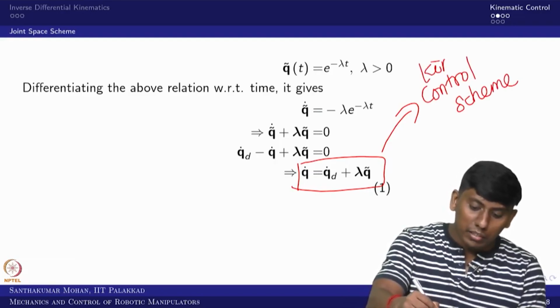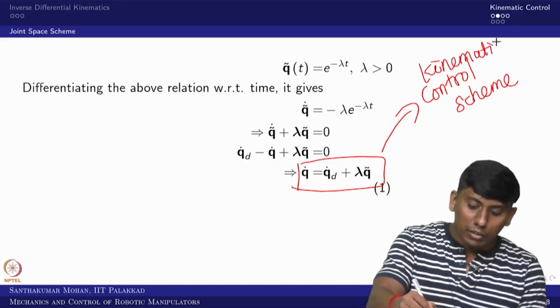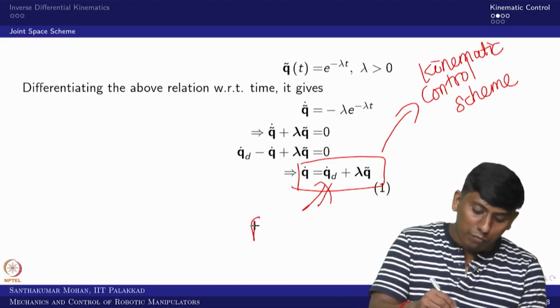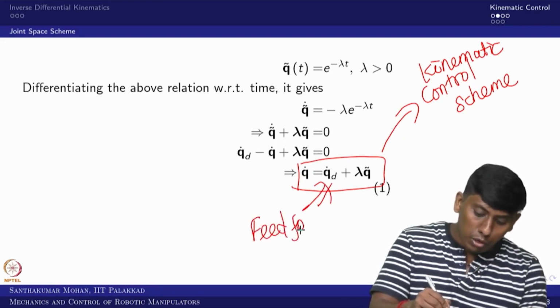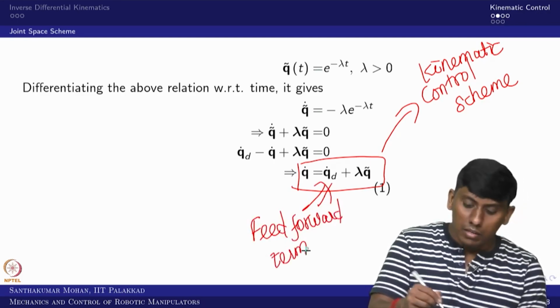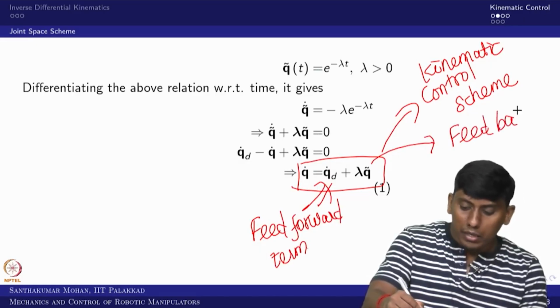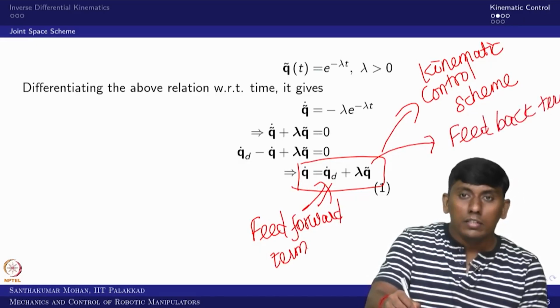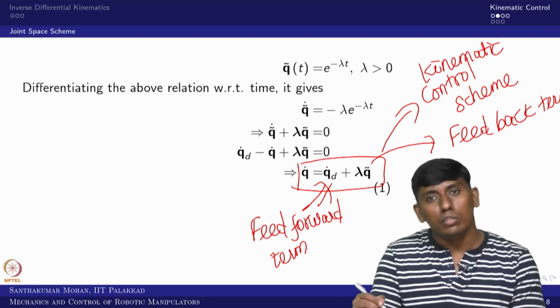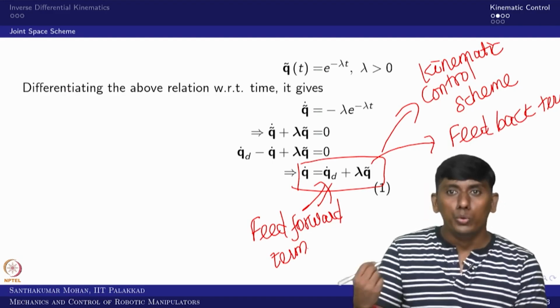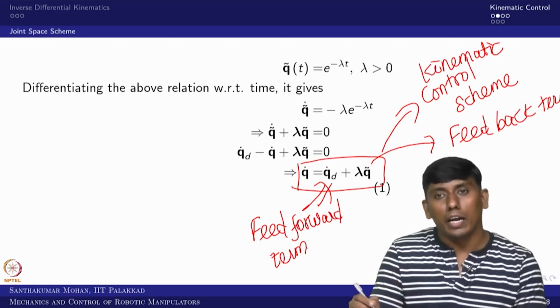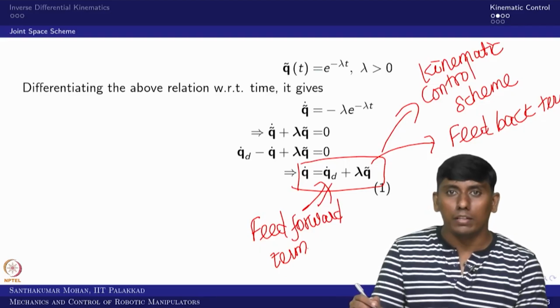This is the kinematic control scheme. So this is a feed forward term, and this is a feedback term, okay. So in that case, even if the q desired dot is 0 or you don't know it, still this control will try to cope up and go further, okay.